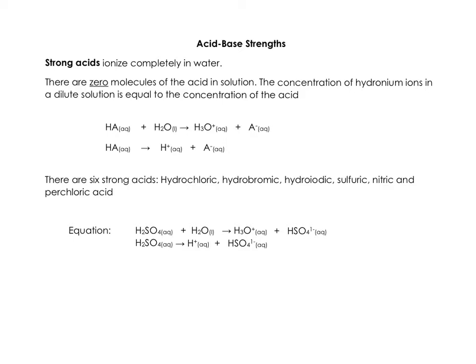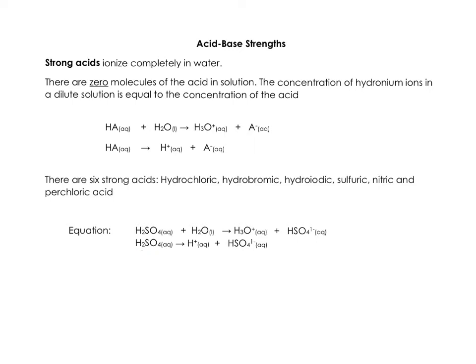The 6 strong acids: hydrochloric, hydrobromic, hydroiodic, sulfuric, nitric, and perchloric acids. So this is an example of one of those acids. Sulfuric acid plus water will produce the hydronium ion and then the hydrogen sulfate ion. So we removed an H because acids are proton donors, so it donated the H to the water, so the water acts as a base. And then we produced the hydronium ion and then the anion that is left from our acid, the conjugate base.